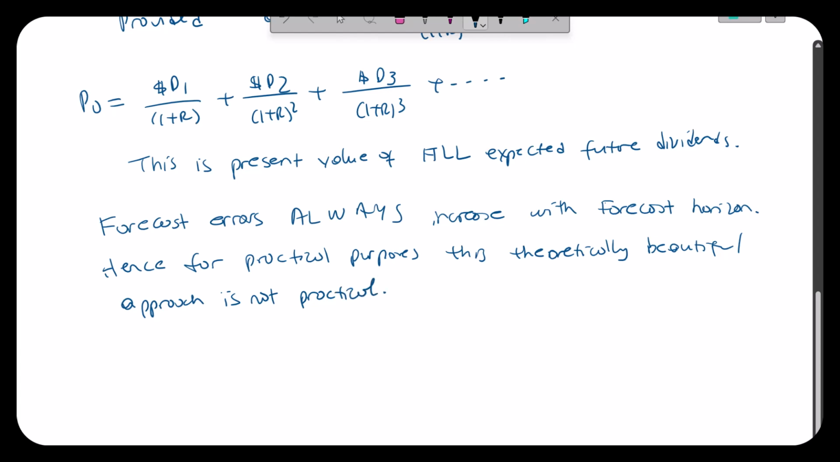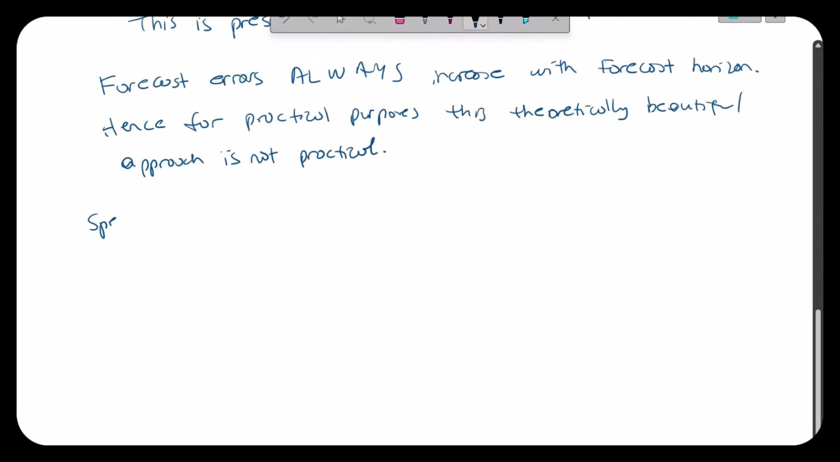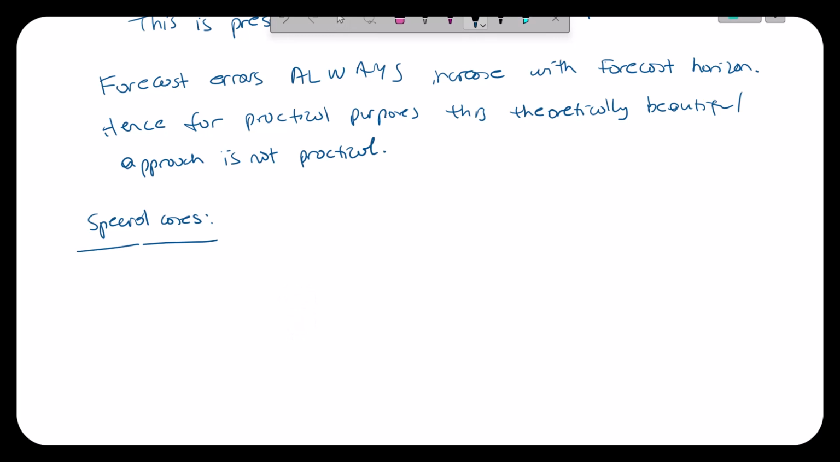So we're going to do shortcuts. Okay. We're going to do some special cases. Your book goes through case 0, 1, 2. So case 0, constant dividends.